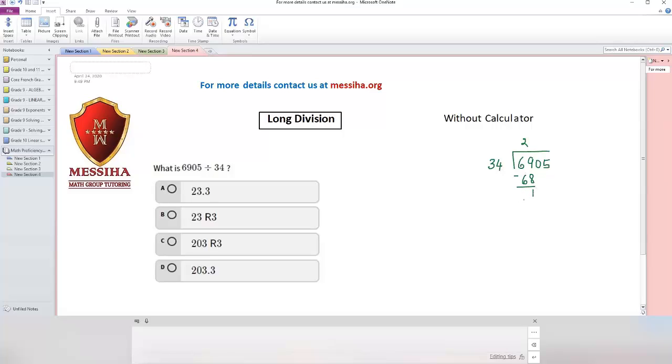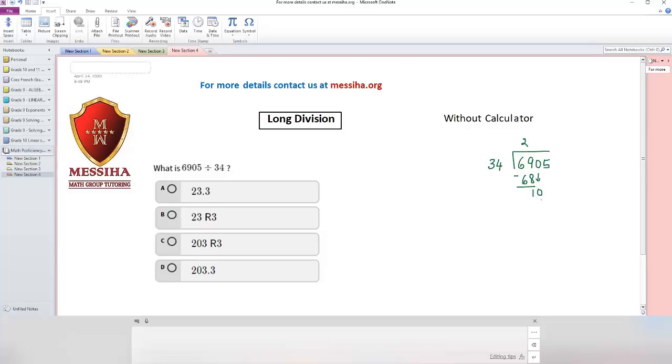The result is 1. I want to make sure that the 1 is less than 34, because if I get a result of the subtraction that is larger than 34, in this case I have to increase the 2 to 3. Now I ask the 0 to come down, so I have 10.